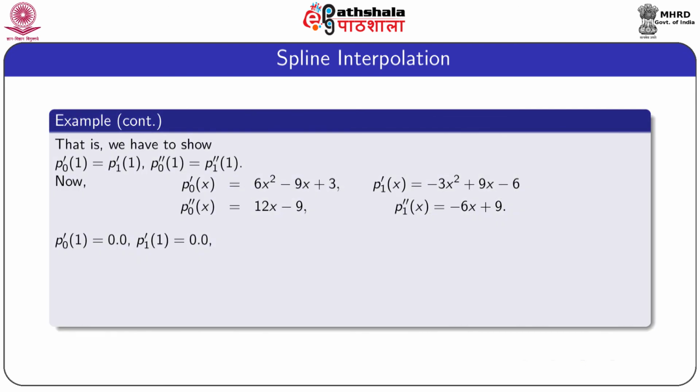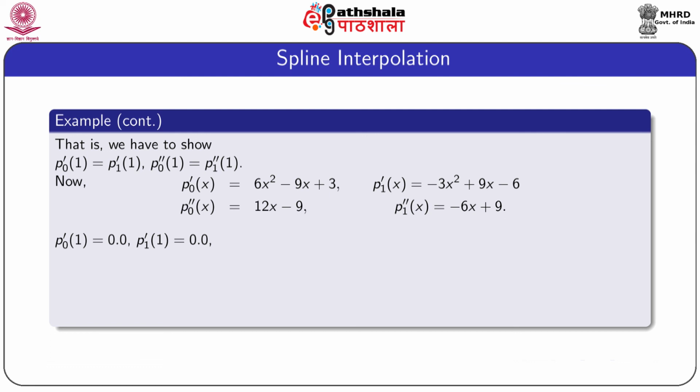That means, we have to show that the first derivative of p0 and the first derivative of p1 are equal at x equal to 1, and the second derivative of p0 and the second derivative of p1 are equal at x equal to 1. So, for this purpose we calculate the first derivative of p0, which is equal to 6x square minus 9x plus 3, and the first derivative of p1(x) equal to minus 3x square plus 9x minus 6, and the second derivative of p0(x) equal to 12x minus 9, and the second derivative of p1(x) equal to minus 6x plus 9.